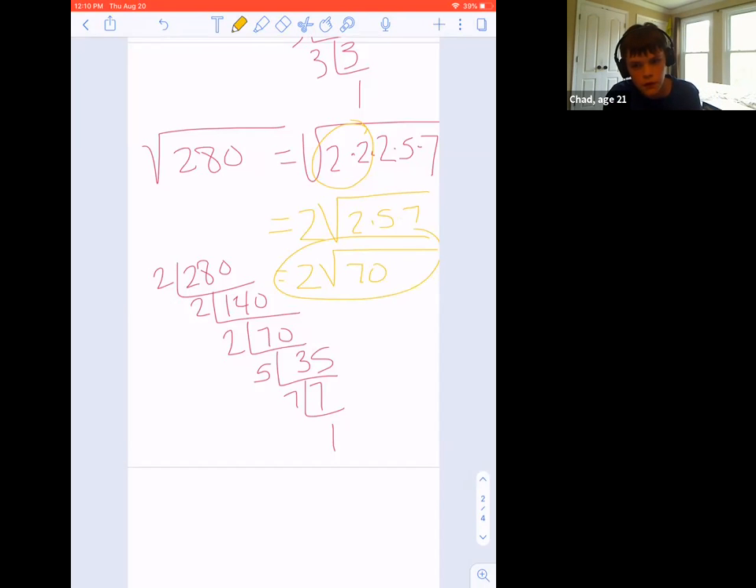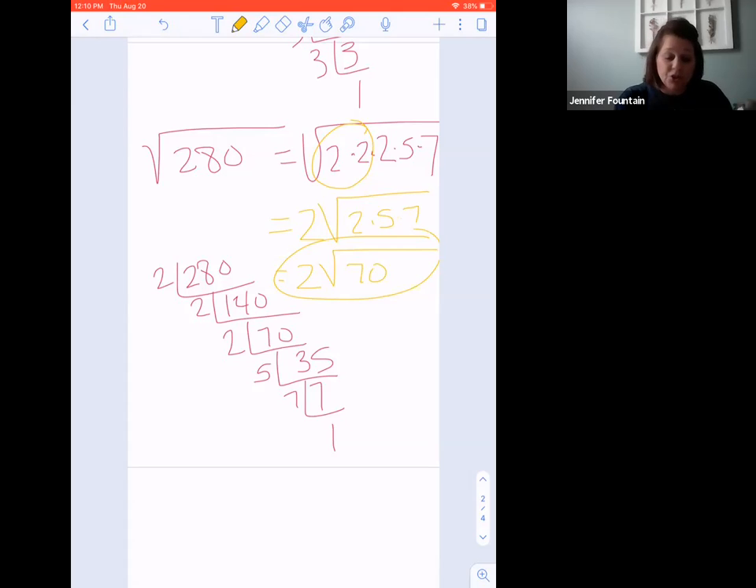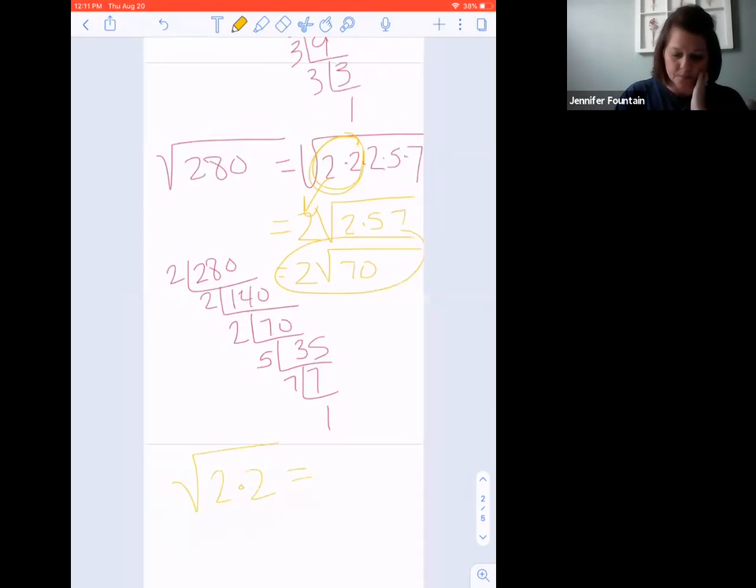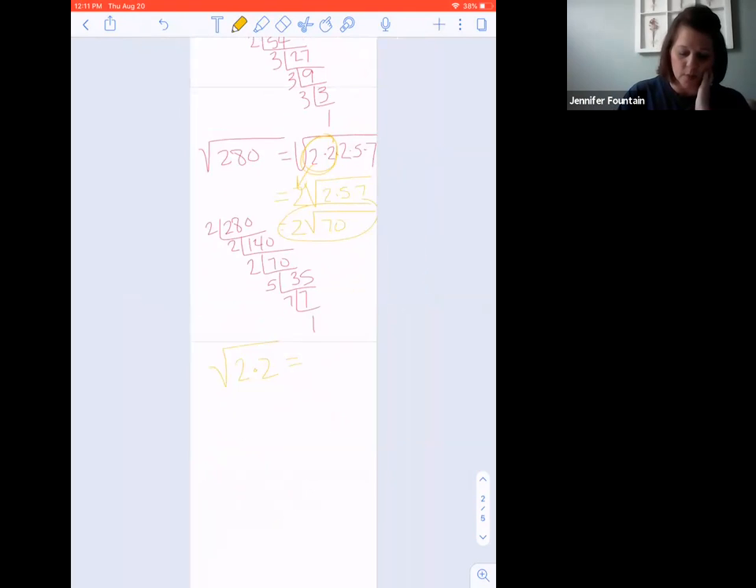Yes, so like the buddies, the 2 on the outside is the result from the buddies? So yes, this 2 comes from having one group of 2s. So let's see how I can do this. If I have 2 times 2, let me break this down. This would be 2 times 2 times 5 times 7.